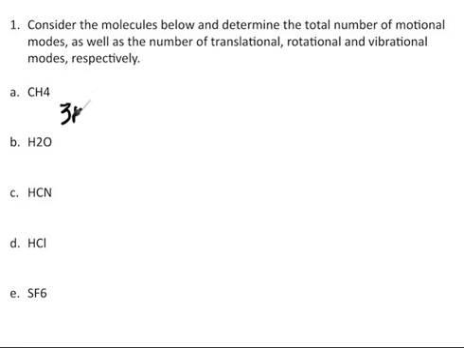3N, where N is the total number of atoms. The reason we do 3N is because each atom has the ability to go in 3 directions, X, Y, Z. So that's why we do 3 times the total number of atoms. Now in this situation, be careful not to use 4. Many people make the mistake of seeing methane, they see the number 4, they think that there are only 4 atoms. However, do not forget the central atom. So it is actually 3 times 5, so 15 total motional modes.